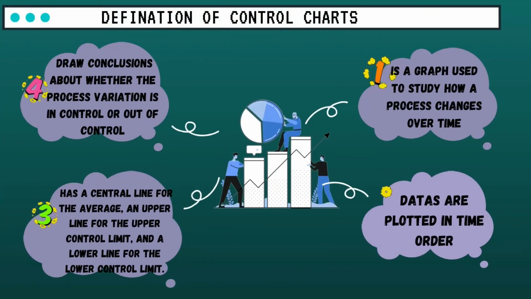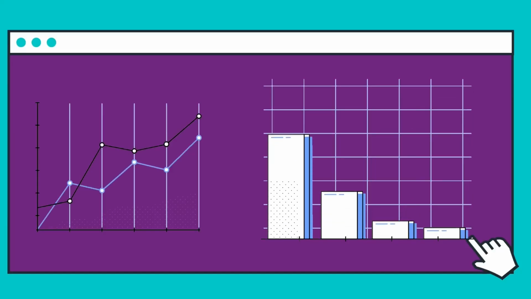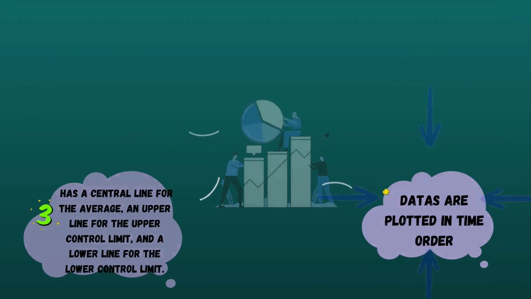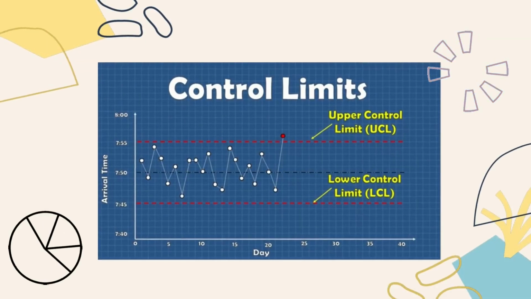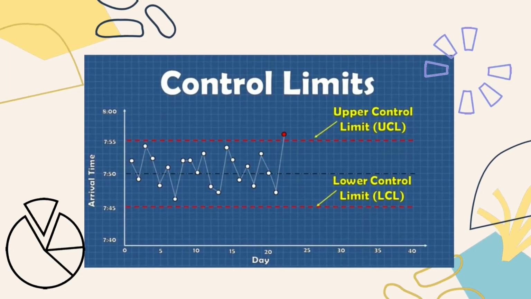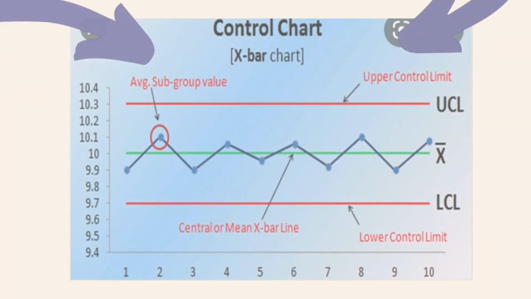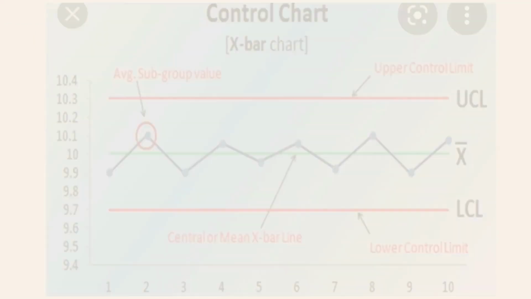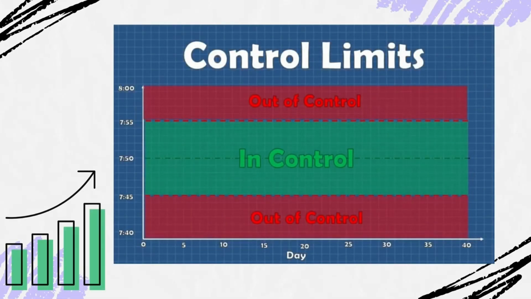The control chart is a graph used to study how a process changes over time. Secondly, data are plotted in time order. A control chart always has a central line for the average, an upper line for the upper control limit, and a lower line for the lower control limit. These lines are determined from historical data. By comparing current data to these lines, you can draw conclusions about whether the process variation is in control or is unpredictable, out of control.